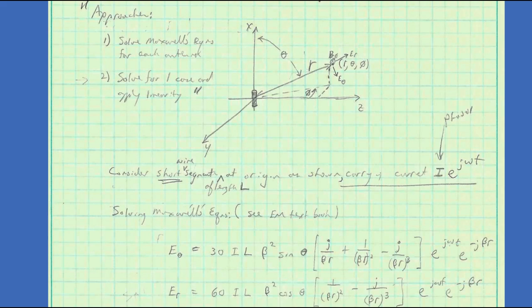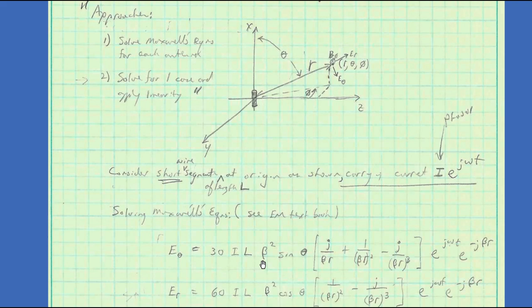So let's look at these two big messy equations down here at the bottom for each of those electric field components. And I'm going to do a very quick parsing of this equation, which is to say, let's understand what each of these little pieces of the equation are. So 30 is obviously just a constant. I is the current phasor that we talked about. And all this says is that the field is proportional to the magnitude of the current. L is the length of this little tiny segment of antenna. Beta we'll get to, that's 2 pi over lambda, so it's just another constant.